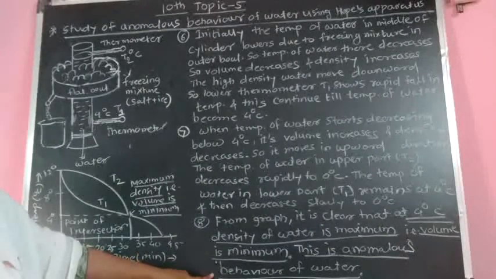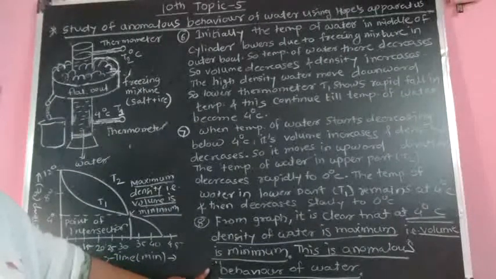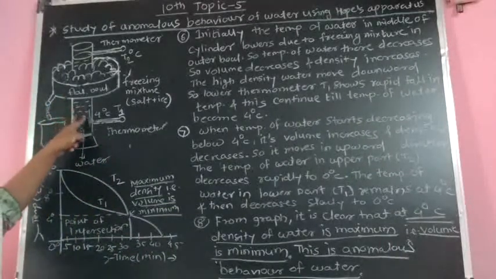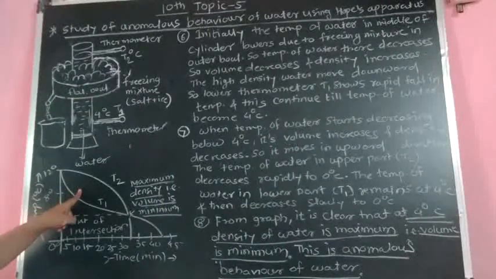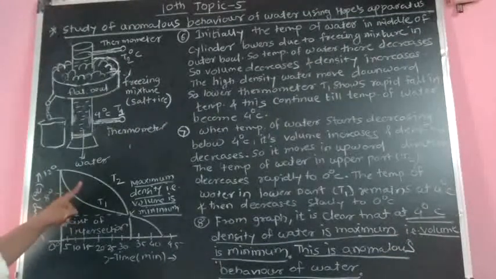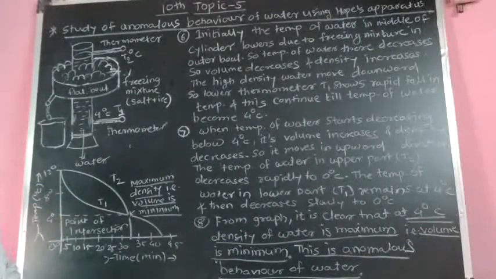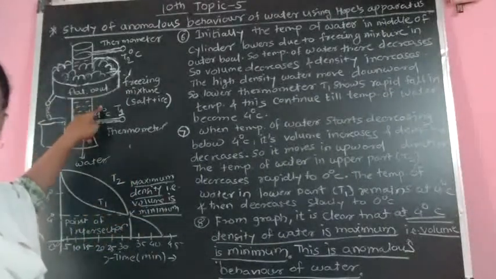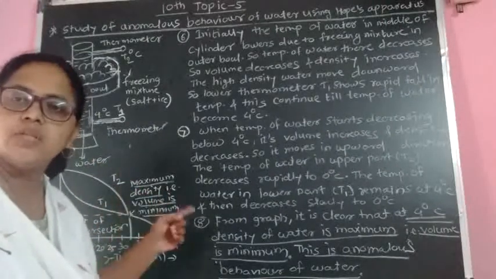That is, at 4 degrees Celsius, the volume of water becomes minimum and density becomes maximum. It is called the anomalous behavior of water. That is, by studying this Hope's apparatus, this experiment, and this graph, we can understand that at 4 degrees Celsius, the volume of water is minimum, so its density is maximum. This is called the anomalous behavior of water. So, when a question is asked, explain the anomalous behavior of water using Hope's apparatus, then you have to explain this apparatus, this experiment, with this graph. That is, you have to draw this graph compulsorily and give the explanation.